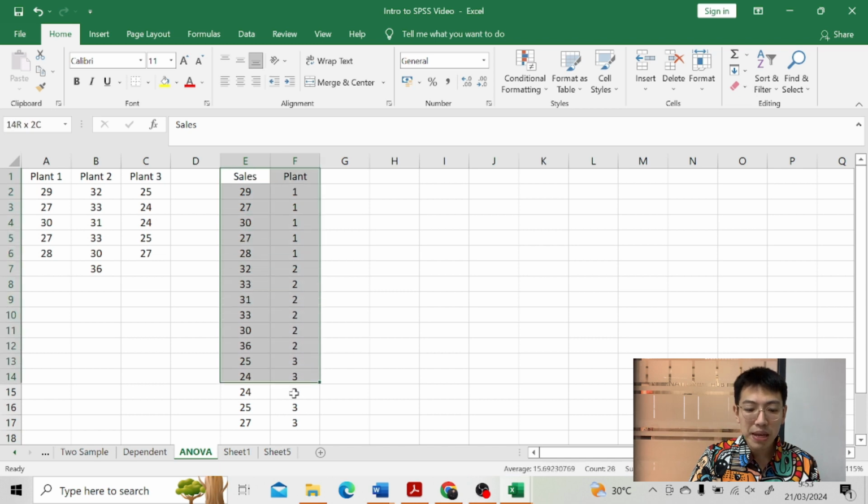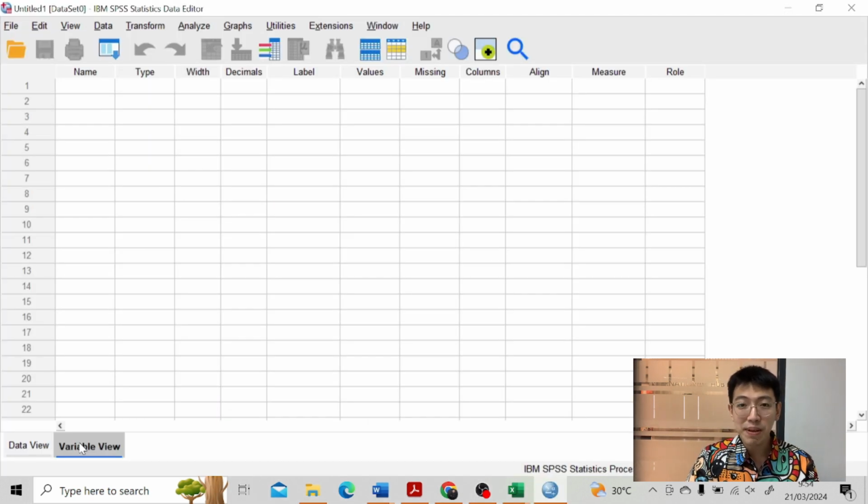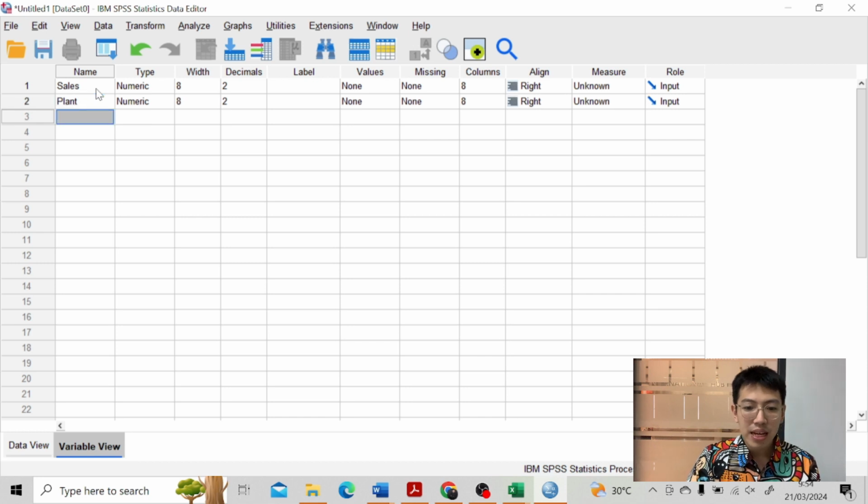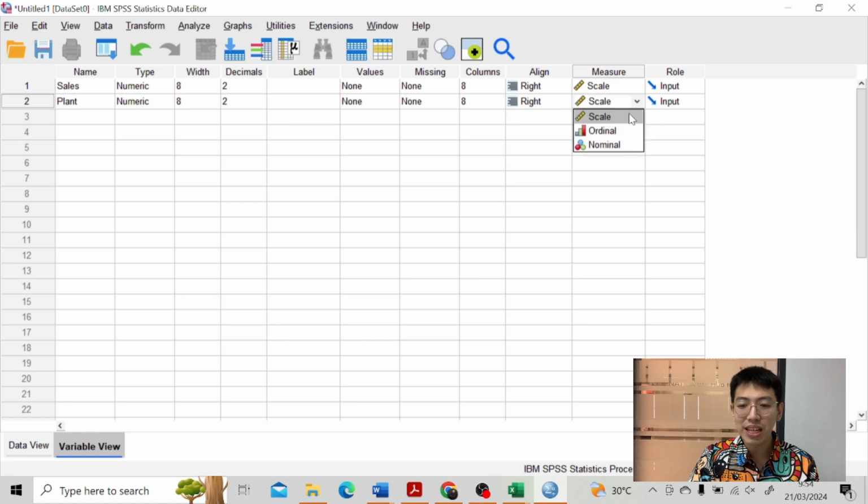Then we will copy this data into SPSS. So we open SPSS first, go to variable view, and input sales and also plant. The sales, yes, it is numeric and it will be scale. While for the plant, it will be numeric, numbers 1, 2, and 3, and it is actually nominal to represent the first plant, second plant, and also the third plant.